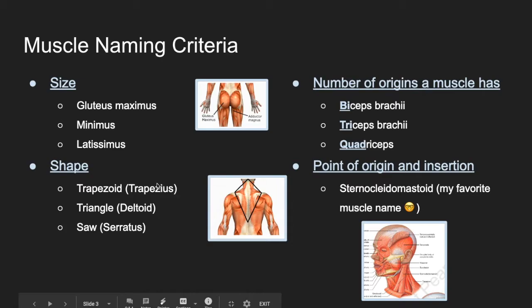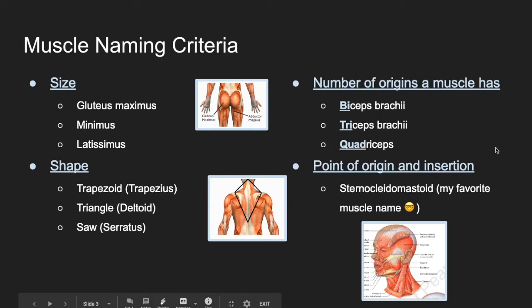The second is shape. There are basically 3 basic shapes. You have trapezoid shapes. The big one for that is the trapezius, which is what's outlined in black here. It's kind of an elongated rectangle, and the trapezius muscle was named because it has that shape. A triangle shape, so your deltoid muscle. Your deltoid muscles are over here, and they're kind of triangular shaped. And then you have serratus muscles that are saw-like in shape, so they have jaggedy edges, and that's how they named those.